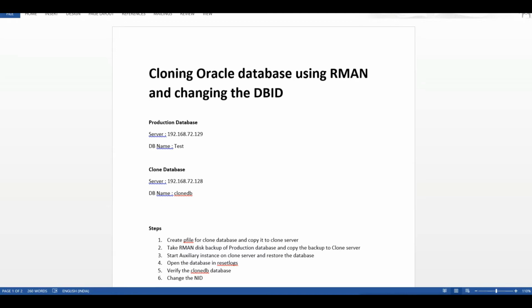So in here, this is my production database, which has the database name as test. Do not go by the name, because I made this database with the name test itself, but assume this one as a production database. And this is a cloned database server where we'll be giving the name of the database as clone.db. So what we'll be doing is first taking a pfile copy and sending it to our clone server. So let us proceed one by one.